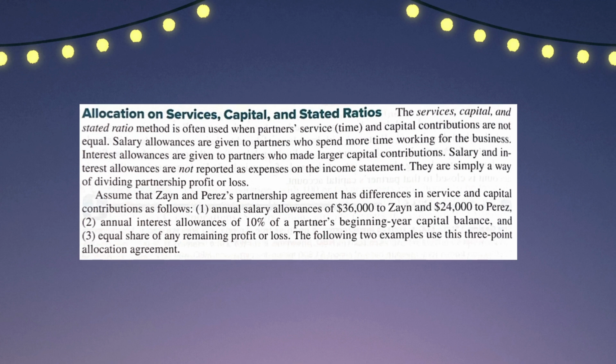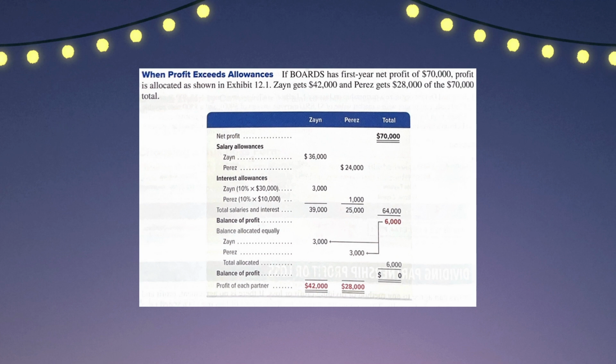Assume that Zane and Perez's partnership agreement has differences in service and capital contributions as follows. 1. Annual salary allowances of $36,000 to Zane and $24,000 to Perez. 2. Annual interest allowances of 10% of a partner's beginning year capital balance, and 3. Equal share of any remaining profit or loss. The following two examples use this 3-point allocation agreement. When profit exceeds allowances. If Boards has first year net profit of $70,000, profit is allocated as shown in the slide. Zane gets $42,000 and Perez gets $28,000 of the $70,000 total.